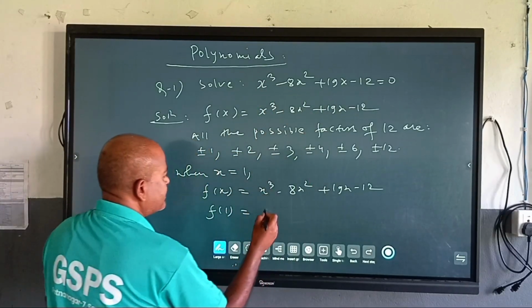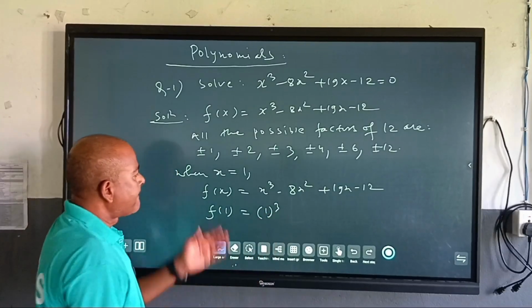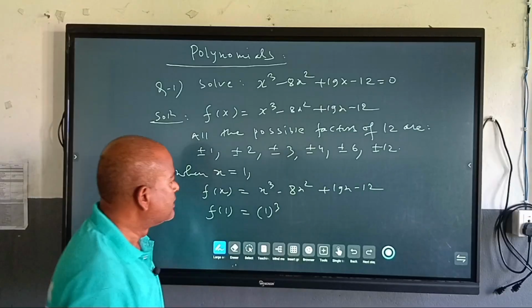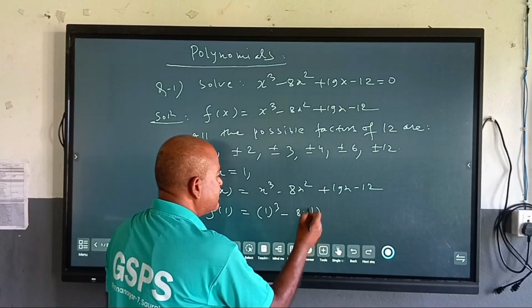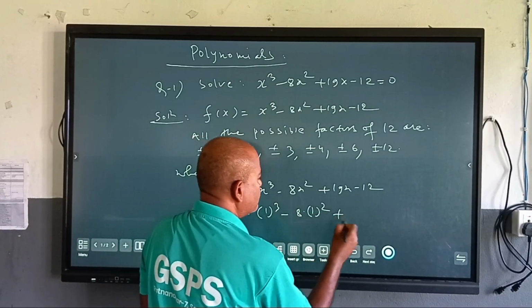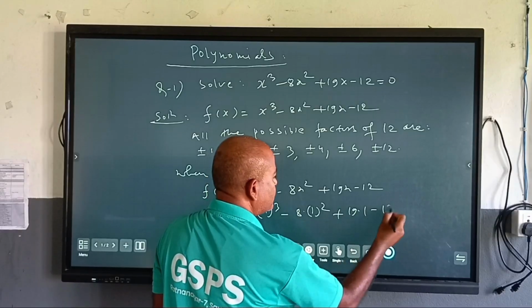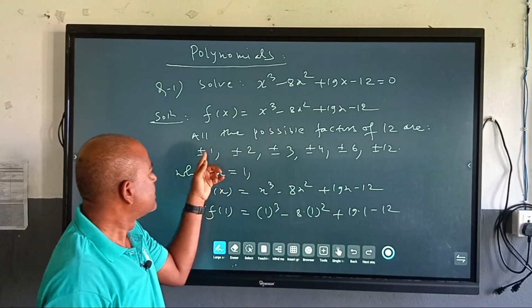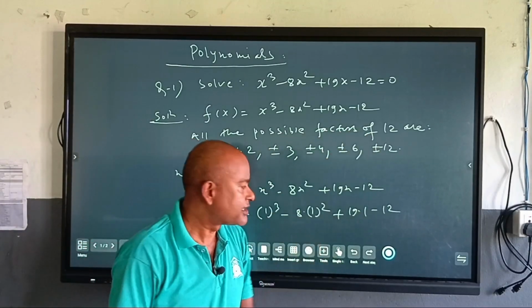So dear students, when we take x equals 1 and put it in the given polynomial, we get 1³ minus 8 times 1² plus 19 into 1 minus 12. We have put x equals 1 because 1 is one of the positive factors of 12.